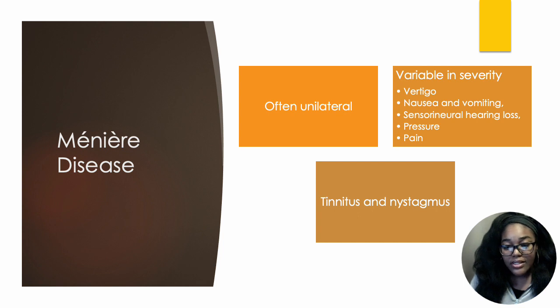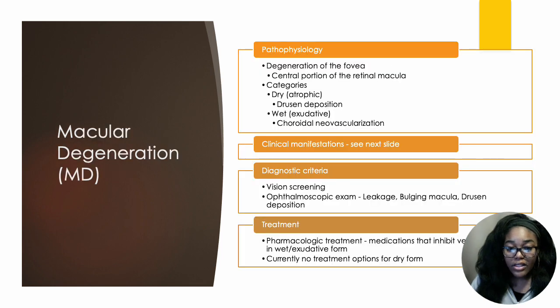Normally, Meniere's disease is a unilateral sensation, and it does depend on the severity, but you do see vertigo, nausea, and vomiting. You do see sensorineural hearing loss, pressure, and pain, and you may also hear tinnitus and nystagmus in this disease. So we have macular degeneration, and this is in the eyes.